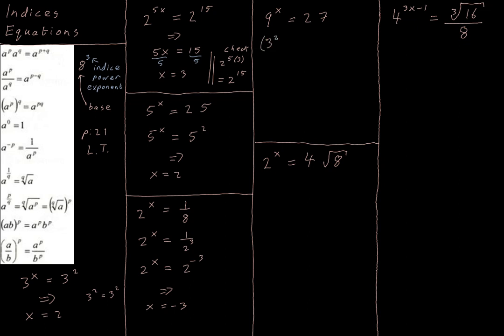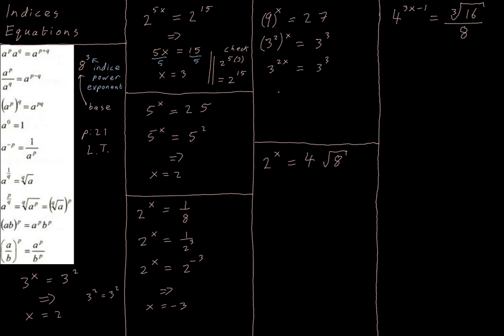We have 3 to the power of 2, all to the x. Remember, all of this is to the power of x. So 9 is the same as 3 to the power of 2, or 3 squared. So I have 27 as a power of 3, which is just 3 to the power of 3. So I have a power on my bracket here. So this is going to be 3 to the power of 2 times x, which is 2x. So power on the bracket means we end up multiplying our powers. So we end up with 3 to the 2x is equal to 3 to the 3.